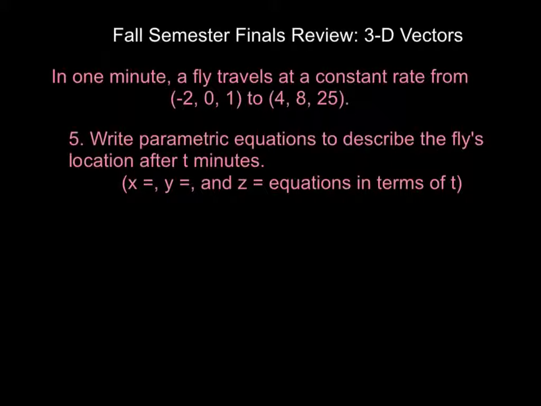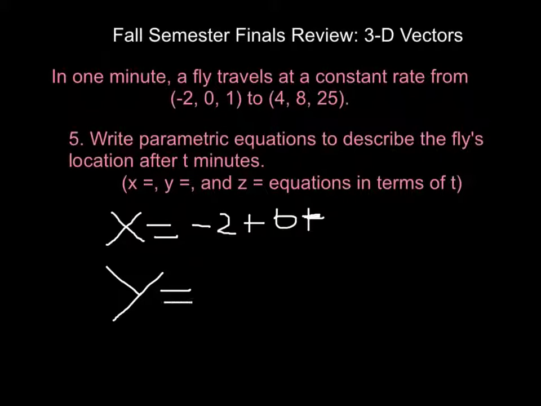Write parametric equations to describe the fly's location after t minutes. It's just basically x, y, and z equations in terms of t. So, we're going to take our equation that we used in the previous part, and we're going to go x equals -2 plus 6t. That's time. t equals time.